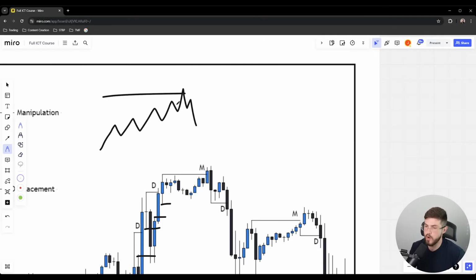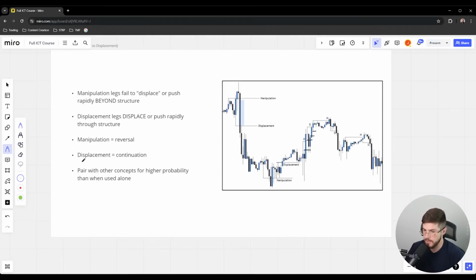Now, if you just use one or the other, it's lower probability. And at the end of the day, we want to make sure that we're taking the highest probability setups. And not only are we going to pair manipulation and displacement together, we're going to pair it with other concepts like fair value gaps, time and price, and numerous other things that we're going to talk about in this video to get higher probability than when used alone. Now, this is where most ICT traders struggle, because they know all these concepts, but they don't know how to put it together. And that is what inspired me to put this video together. So you just have the one video to finish everything off and to put everything that you've learned together.